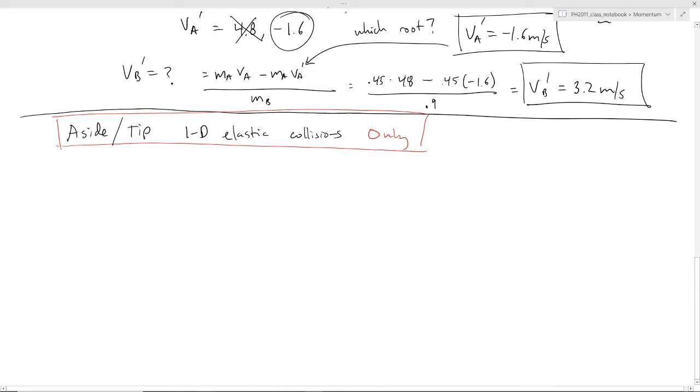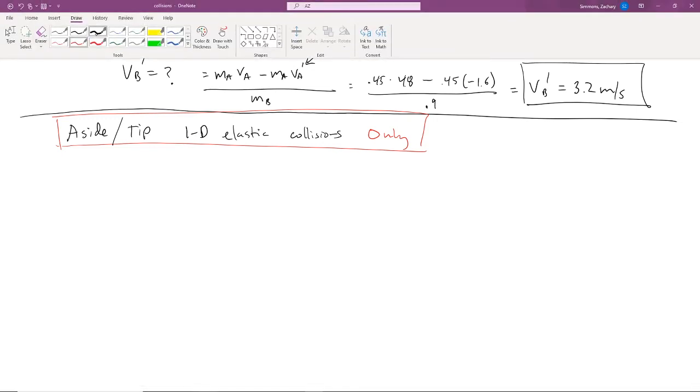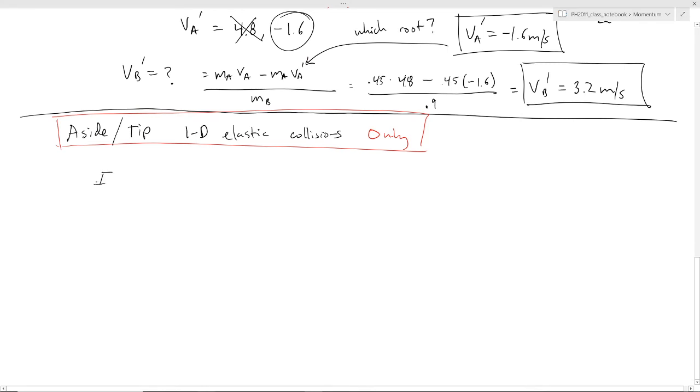So let's look at basically the general case of this. In general, for 1D elastic, you have some MA, VA, MB, VB, and they hit each other, and you would be left with, just a cartoon, MA, VA prime, and MB, VB prime.